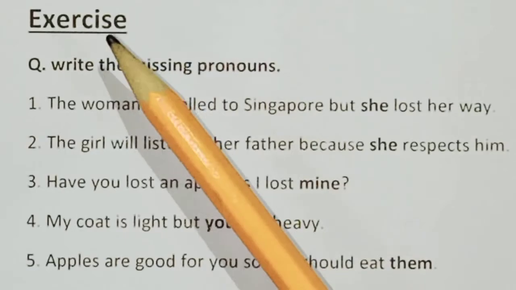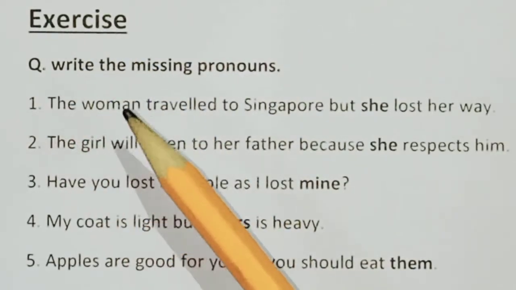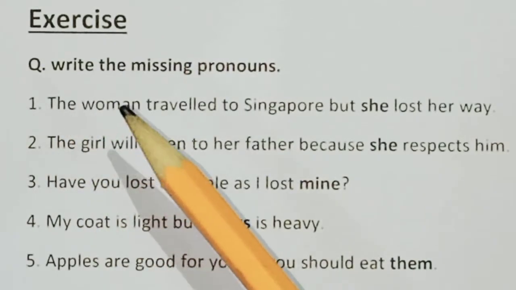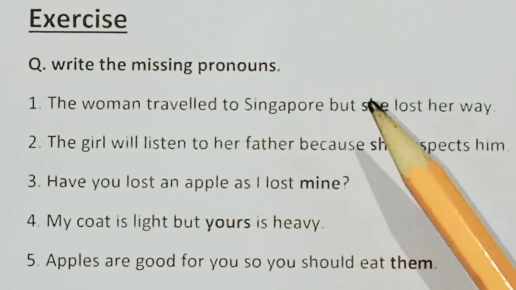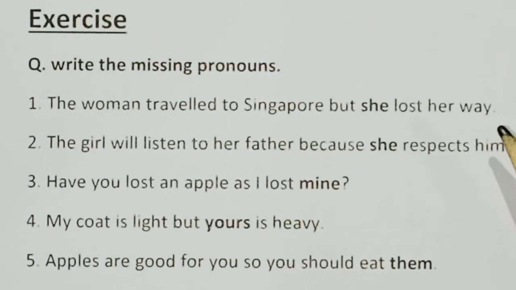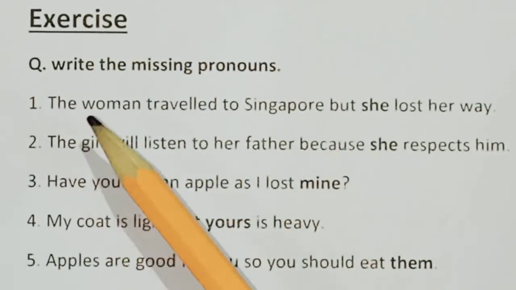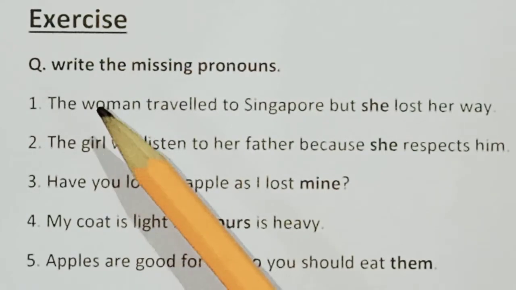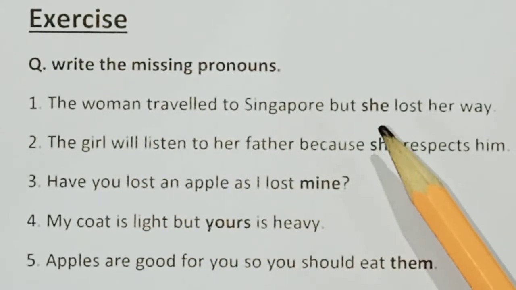Now we'll be doing the exercise in which you have to write the missing pronouns. The first sentence is, the woman traveled to Singapore but she lost her way. As we are talking about the woman, so we'll not repeat this word again and again, and we'll only put a pronoun.